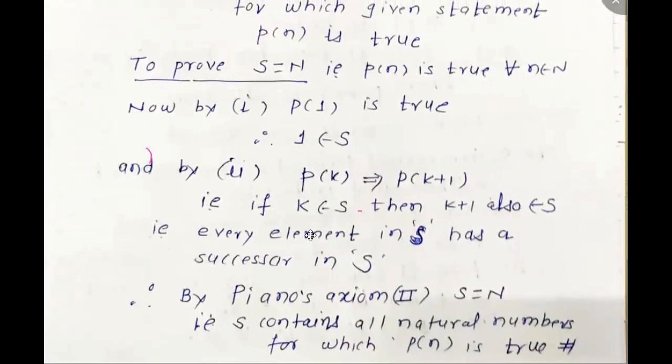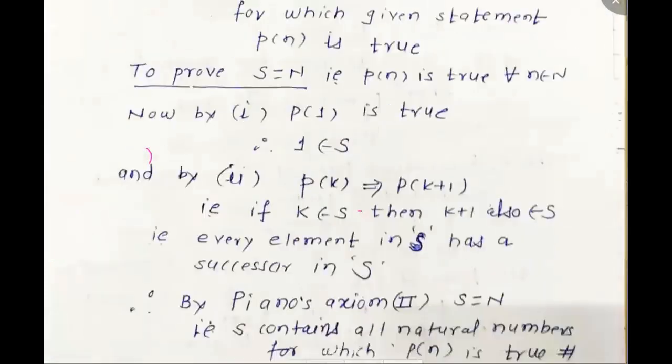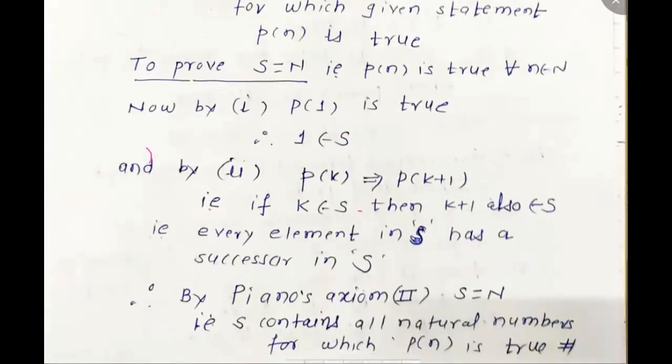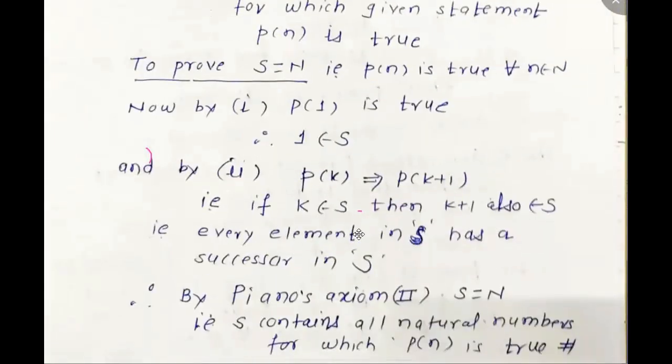So what is Peano's second axiom? If a subset S of the natural numbers contains an element that is not itself a successor, so 1 is not a successor of any number in the set of natural numbers, and 1 belongs to S, and it also contains the successor of all its elements, then S and N are equal. So here S contains the successor of all its elements.